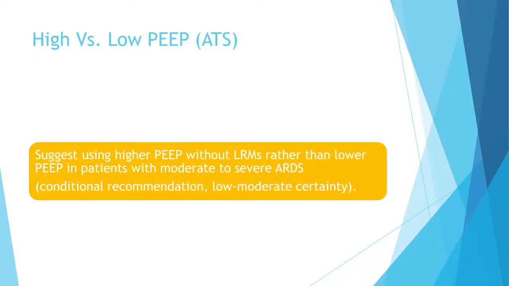They had actually suggested using a higher PEEP without lung recruitment maneuvers. They have specifically mentioned to not use lung recruitment maneuvers rather than a lower PEEP. But the thing to be noted here is, here they have defined a subpopulation, moderate to severe ARDS.